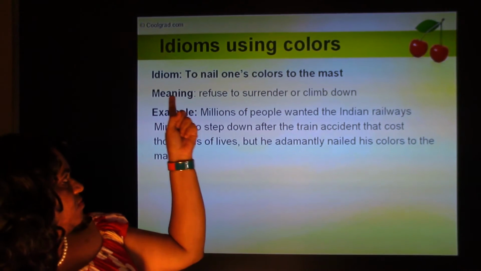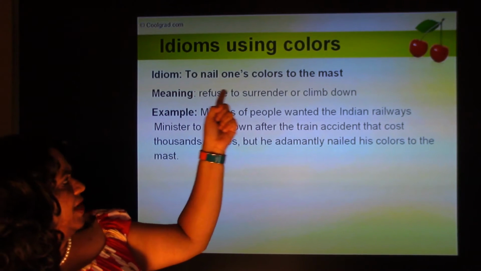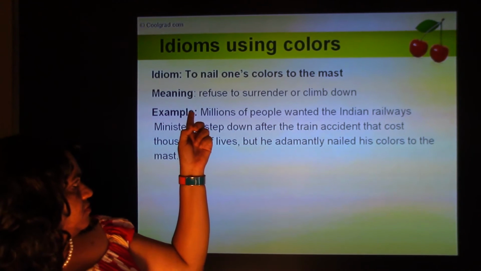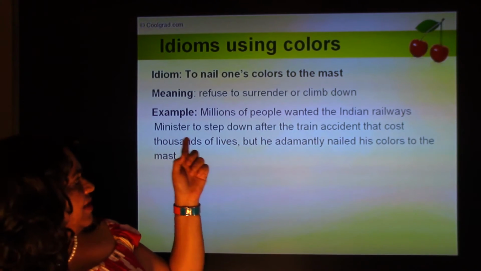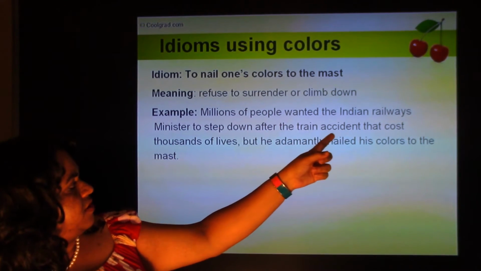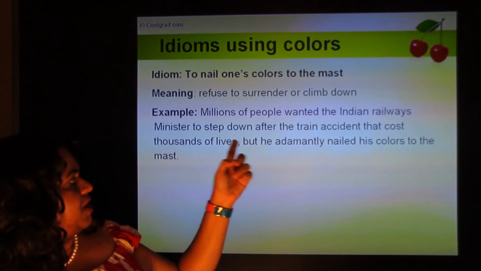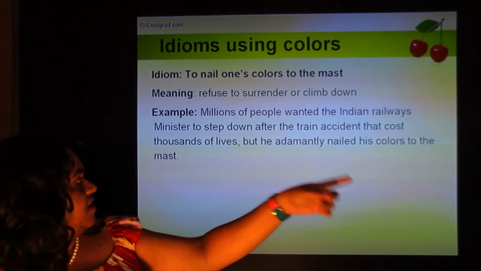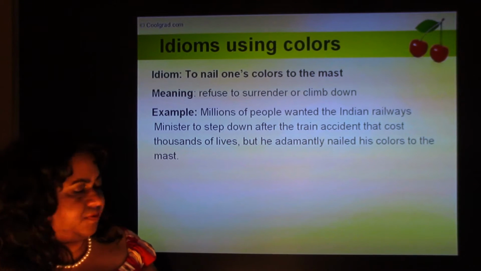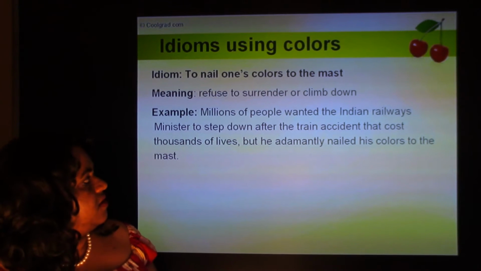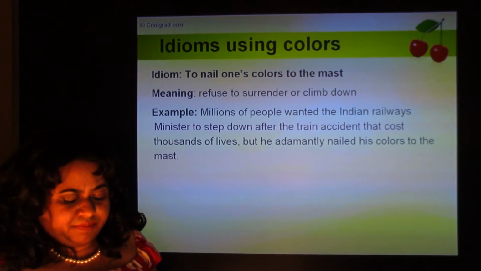Idioms using colors. To nail one's colors to the mast, meaning refuse to surrender or climb down. Example, millions of people wanted the Indian Railways Minister to step down after the train accident that cost thousands of lives, but he adamantly nailed his colors to the mast. Means he adamantly refused to surrender or climb down.